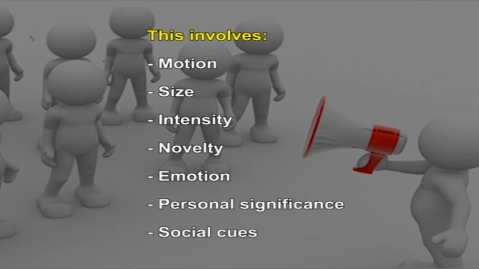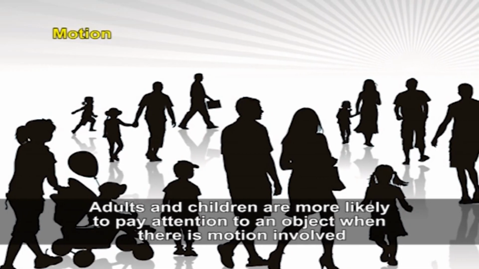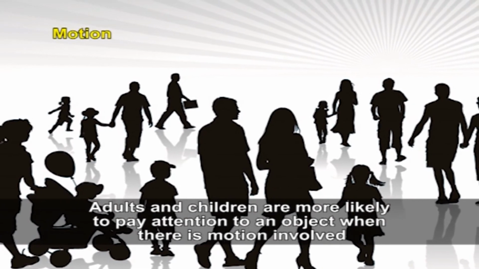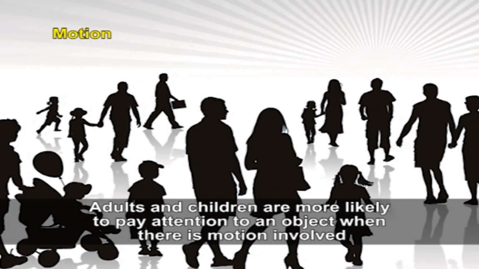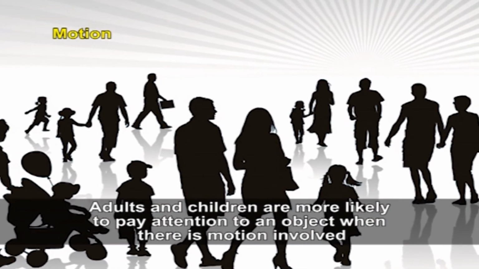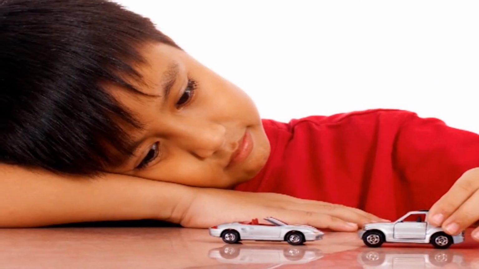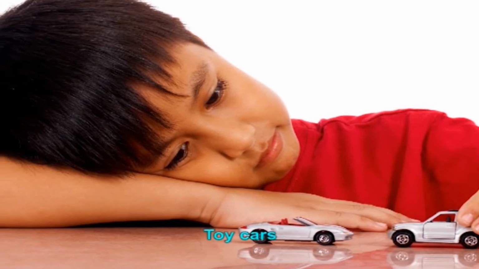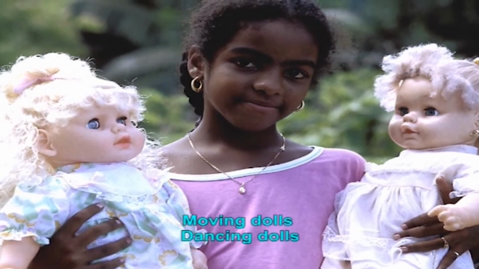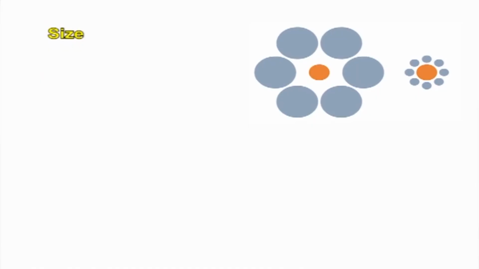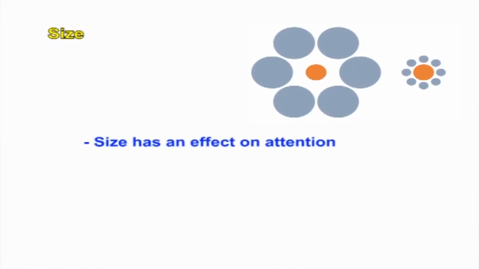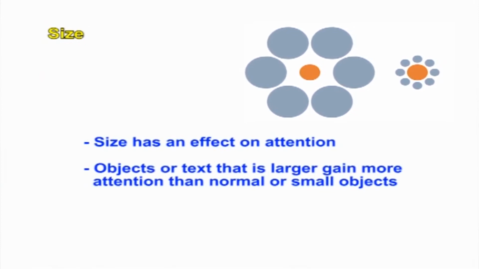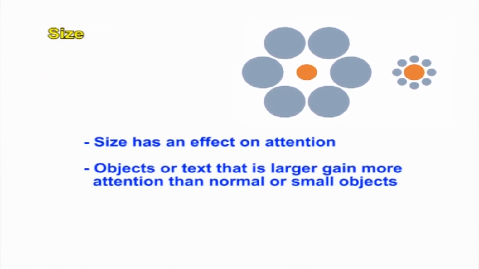Now we will see each one in detail. First is motion. Adults and children are more likely to pay attention to an object when there is motion involved. For example, children are more drawn to toys and objects that move, such as toy cars and moving or dancing dolls. Size. Size has an effect on attention. Objects or text that is larger gain more attention than normal or small objects.